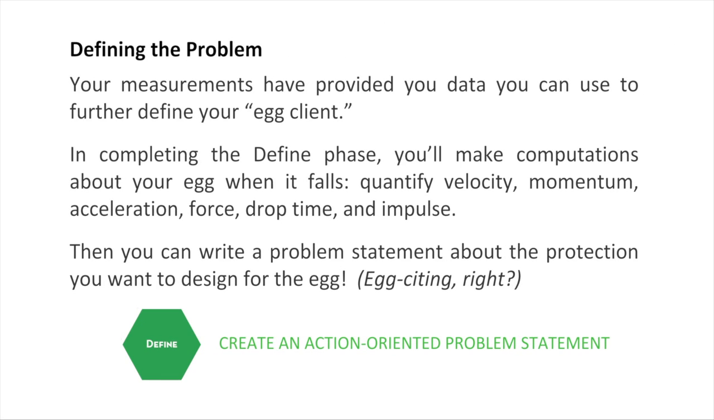You've now completed the measurement portion of the define phase. Your measurements have provided you data that you can use to further define your egg client. And in completing the define phase, you'll be making computations about your egg when it falls. You'll quantify velocity, momentum, acceleration, force, drop time, and impulse. And then you can write a problem statement about the protection that you want to design for the egg. Exciting, right?